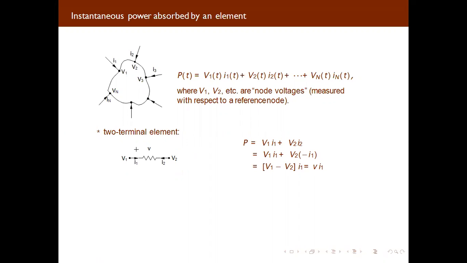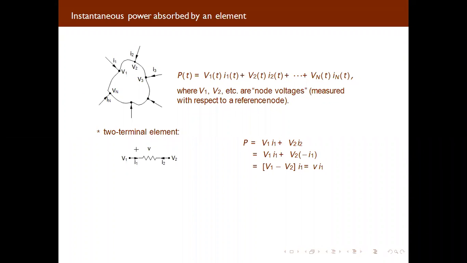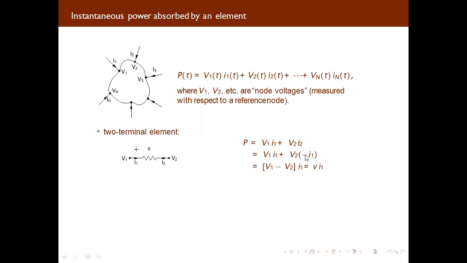And if the element is the same or two elements are connected in series, the current value will remain constant. So you can convert that equation in the form of I1. You will get V1 I1 plus V2 into minus I1, because it has only the negative direction. So you can convert this equation to V1 minus V2 into I1, and V1 minus V2 is nothing but the potential difference across these two terminals, or we can say the voltage. So you will get our equation P equal to V1 minus V2 into I1.